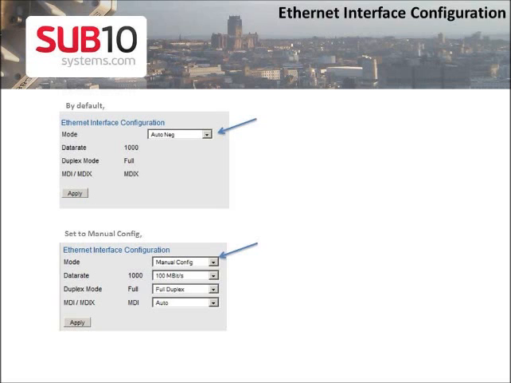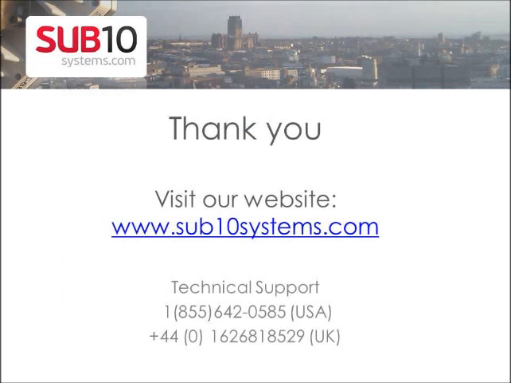By default, a radio terminal's Ethernet interface is set to auto-negotiate the Ethernet type and rate. You have the option to set the mode to auto-negotiate or manually configure the Ethernet interface to match up with your network requirement.